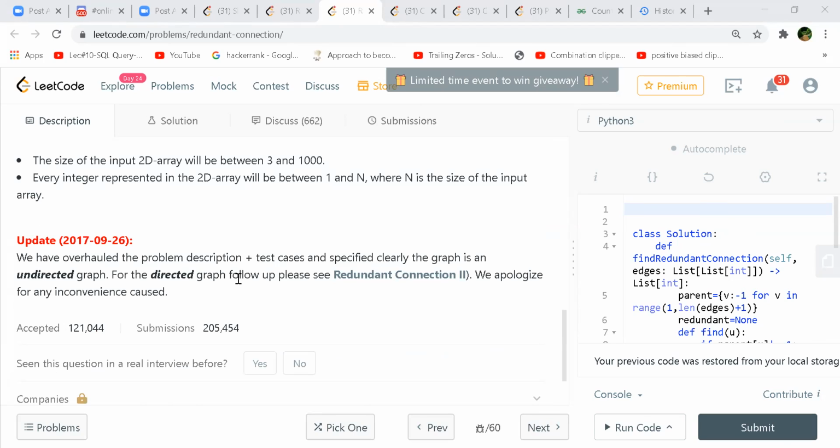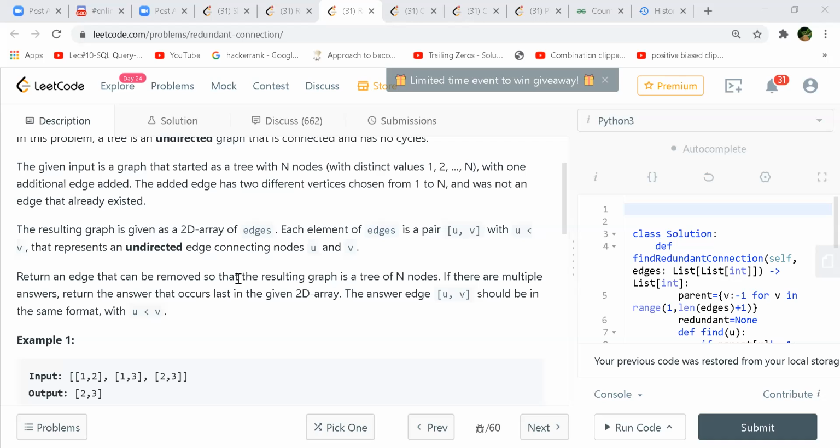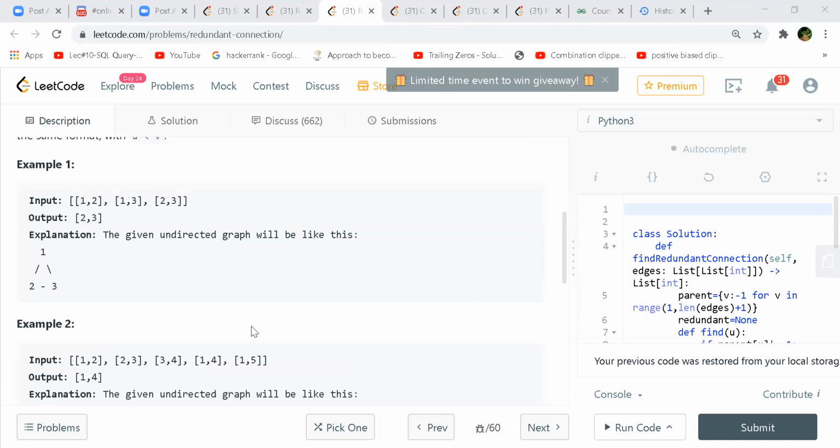Okay, so he says that when you have multiple answers, you need to return the last one, right? Oh yeah, I missed that. Yeah, last. Then 1 and 4, then 2 and 3 will be the answer. Okay, so we have to remove the cycle. That is the question, right?